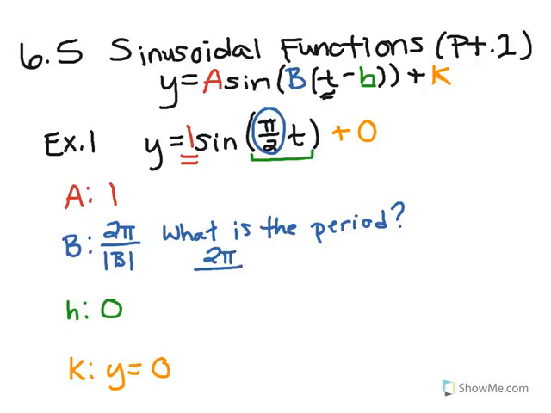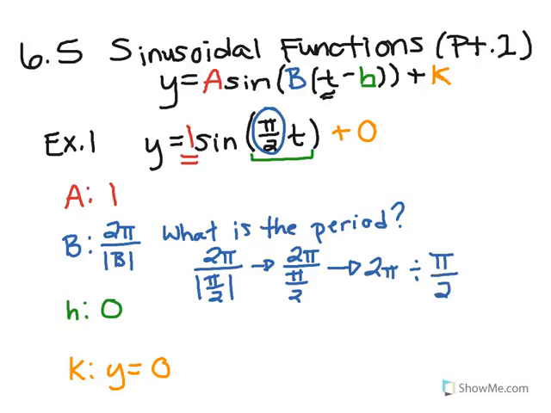So 2 pi over the absolute value of pi over 2. Now, since this is already positive, we can cancel out the absolute value bars. So 2 pi over 2. Now, this is actually division of fractions. So I could rewrite this as 2 pi divided by pi over 2. That's exactly what that's saying.